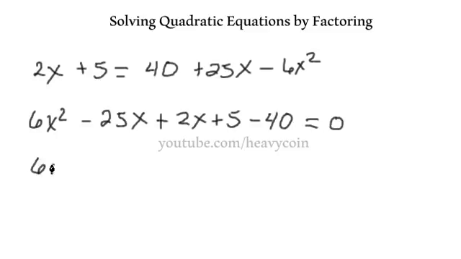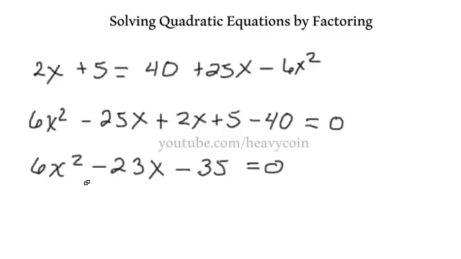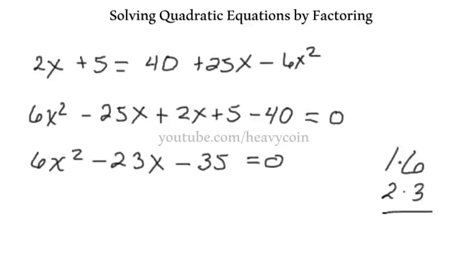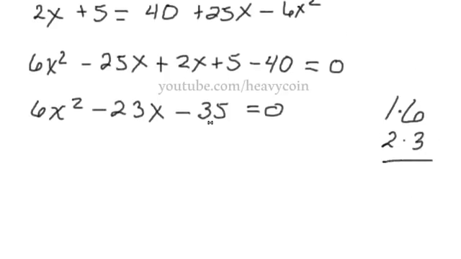Alright, rewriting, we have 6x squared minus, let's see, negative 25 plus 2 is, what is that, minus 23x, and then minus 35, 5 minus 40. Okay, so now we want to factor this thing. Now I'm just going to tell you that I don't have this actually worked out, so this ought to be interesting. Factors of 6 is, let's see, we got 1 times 6 and 2 times 3. So hopefully it won't take us very long.